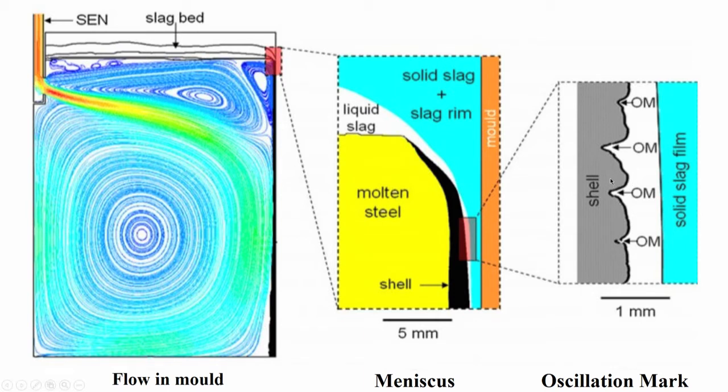So, I have shown here the constituents which are present: molten steel, yellow, then this black one is a solid shell. After that you have a molten slag layer, then you have this blue slag film which is adjacent to the mold surface. Adjacent to the mold surface you have a solid slag film. Why solid? Because the slag is getting cooled by the cold mold, which is cooled by water. So, there has to be a solid layer, then a liquid layer, then a solid shell of steel, and finally molten steel. These are the different constituents present as you move from the mold surface towards the inside of the mold, which has molten steel.